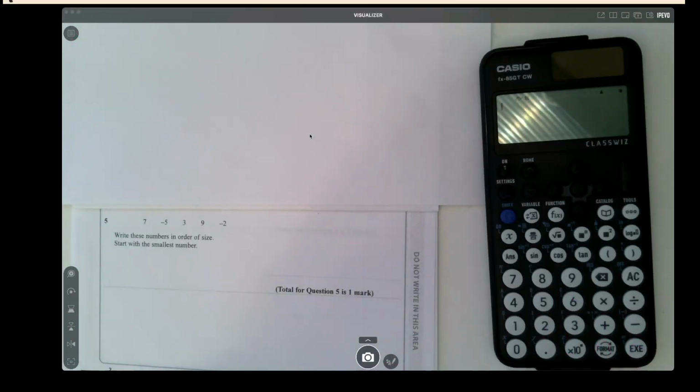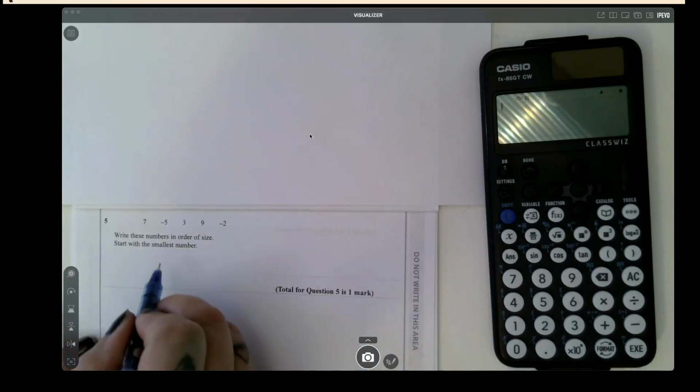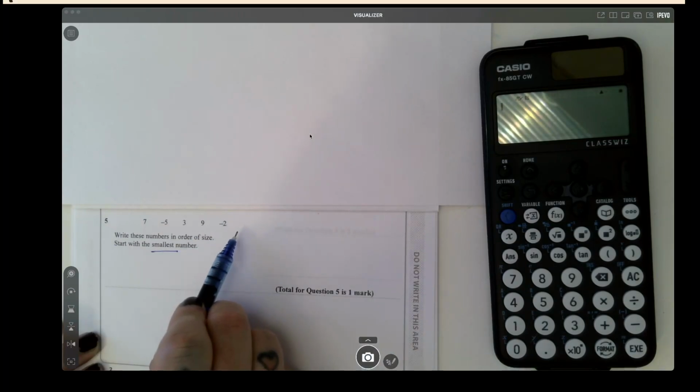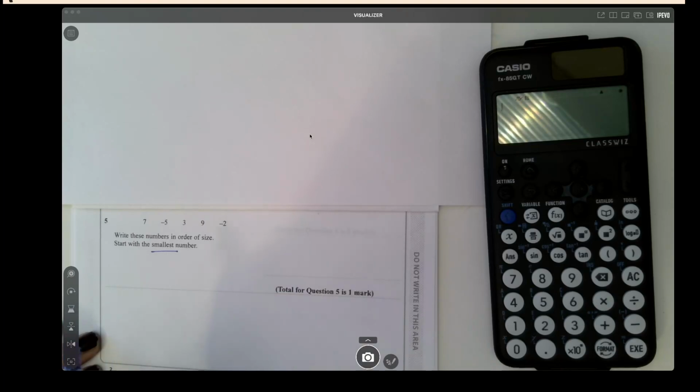Question 5. Write these numbers in order of size. Start with the smallest number. So the first thing to recognise is we've got positive and negative numbers. Negative numbers are smaller than positive numbers. So let's start looking at those.